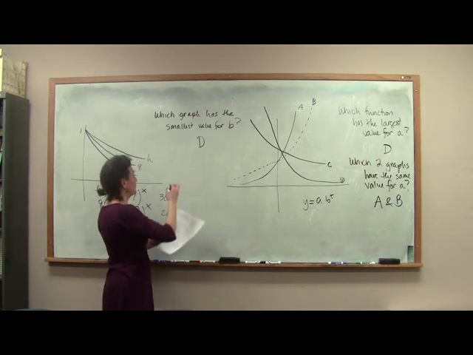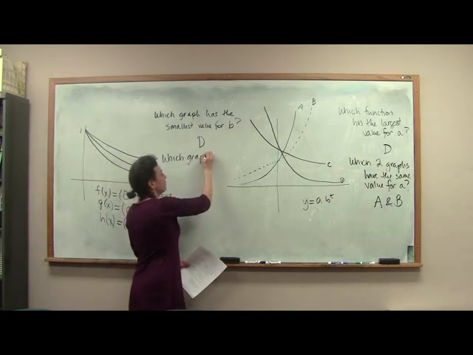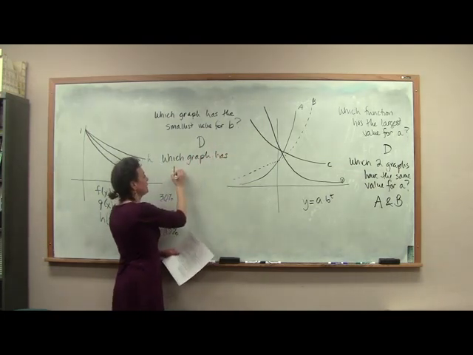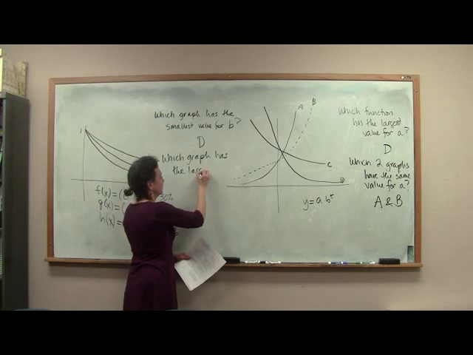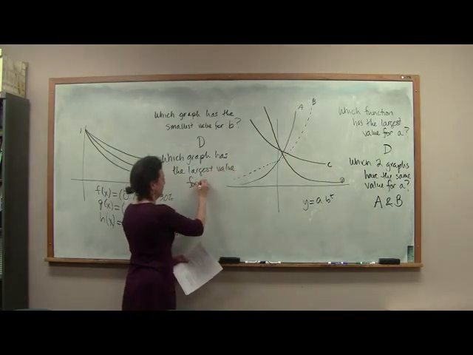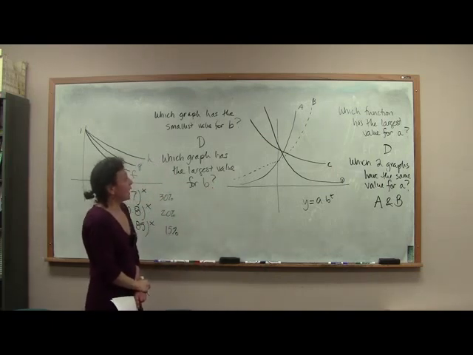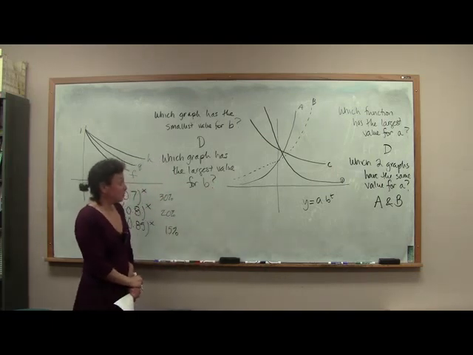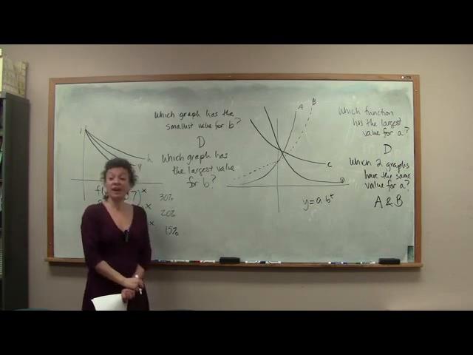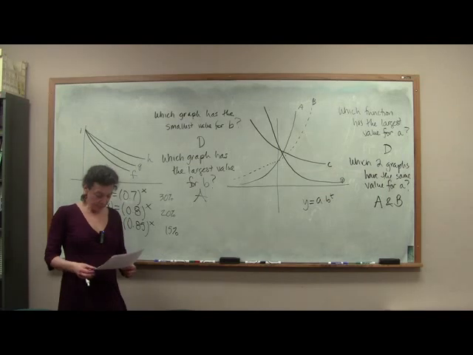And last but not least, we will ask which graph has the largest value for b. Well, what we're asking is which graph is growing the fastest? And I claim that's graph A.